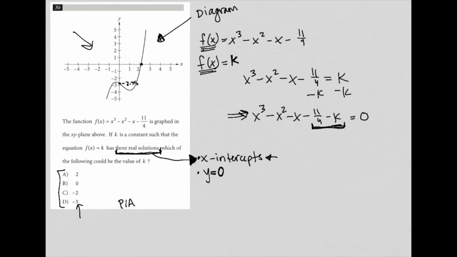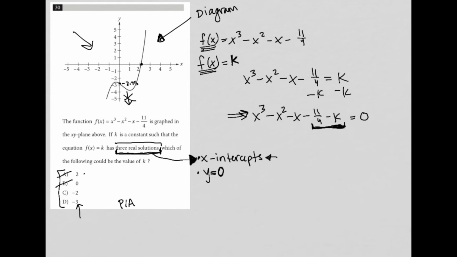Somehow this negative k here is going to move the graph, right? And it can only move it up or down. It's going to shift the y-intercept to the point where this graph now has 3 x-intercepts, right? 3 real solutions. Well, how does that happen? Well, it can't shift it down, right? We can't go away from the x-axis, which means that answer choice A and B are automatically crossed out. B's crossed out because if k is 0, the graph doesn't change at all, right? And we already know it doesn't have 3 x-intercepts.